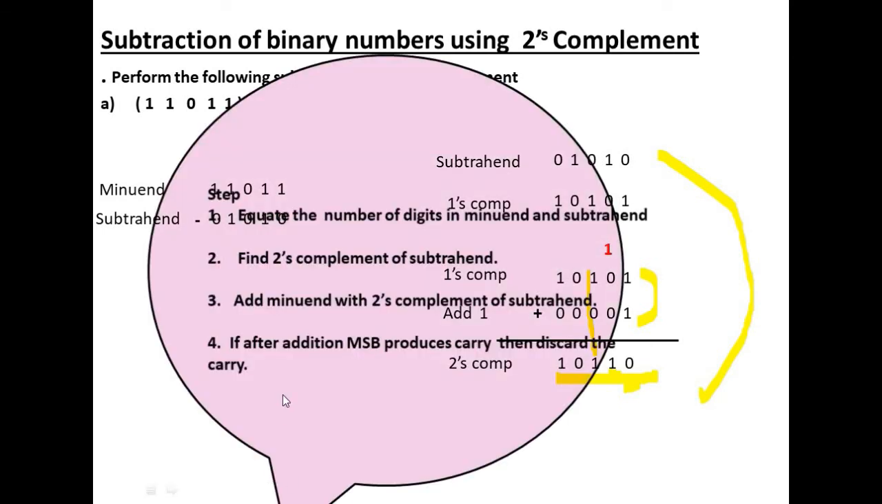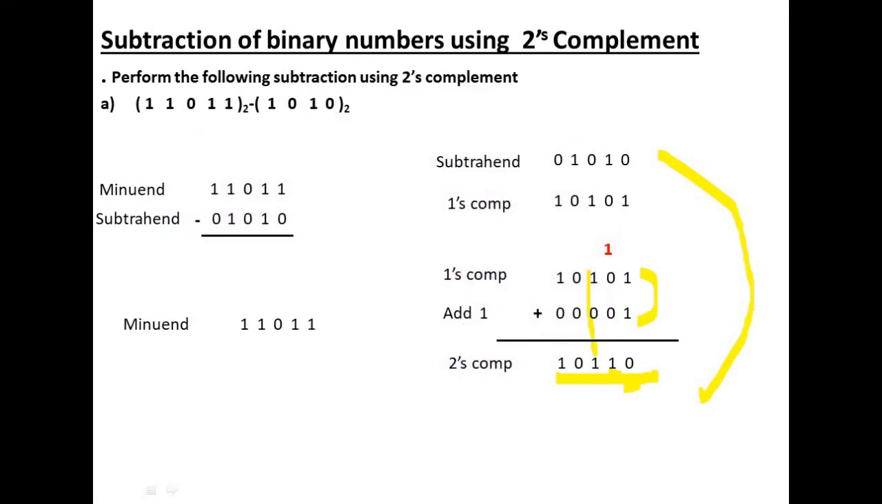Then what is the next step? We have to add the minuend with the 2's complement of the subtrahend. So this is the minuend and this is the 2's complement of the subtrahend. Now we have to add these two numbers. So 1 plus 0 produces 1, 1 plus 0 produces sum 0 and carry 1, 1 plus 1 again 0 with a carry 1, 1 plus 1 produces 0 with a carry 1. Now 1 plus 1 is 0, and 0 plus 1 is going to give 1, and 1 plus 1 had already produced a carry of 1.